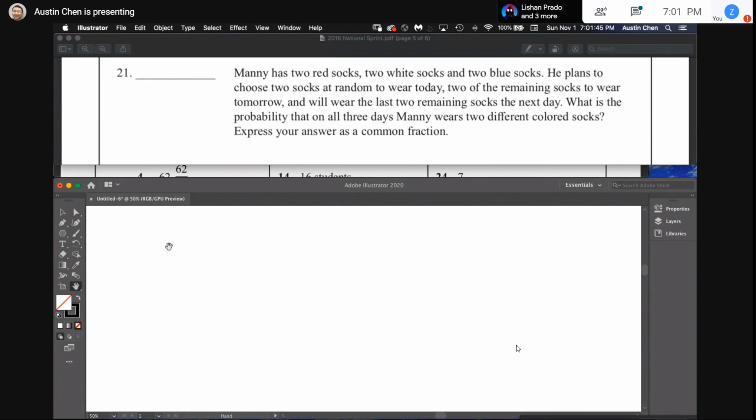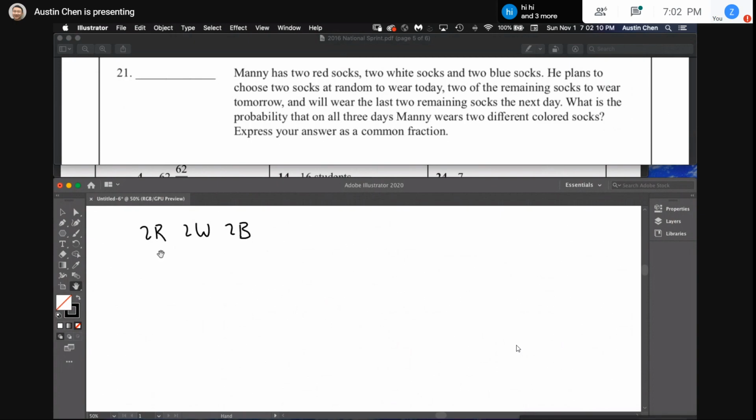All right. So Manny has 2 red, 2 white, and 2 blue socks, and he takes 2 every day, and we want to find the probability that on all 3 days he'll wear 2 different colored socks. And so he uses the remaining ones, right? So it's going to be like without replacement.